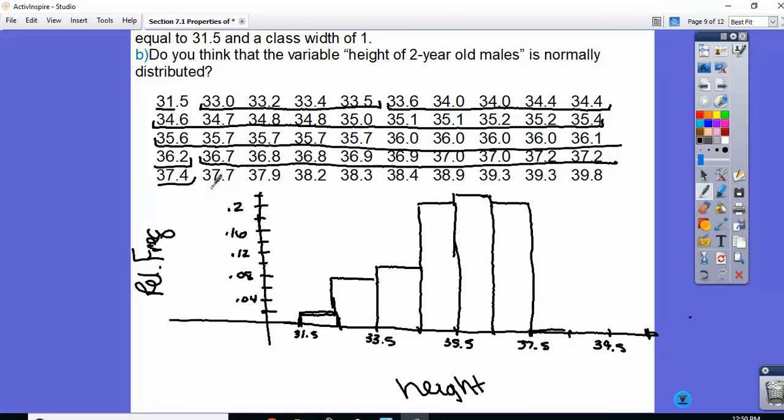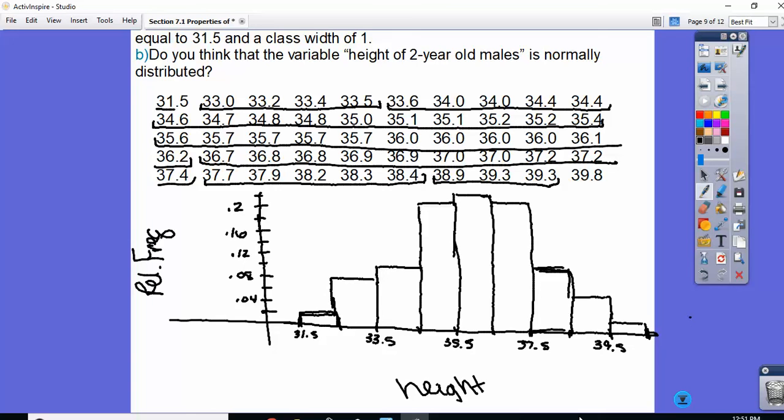Okay, 37.5 and 38.5. Okay, 5. So 5 out of 50 was 0.1. 38.5 and 39.5, we get 3 out of 50, 0.06. And the last one, 1 out of 50, so 0.02.